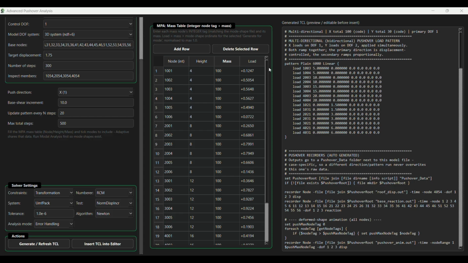This tab shares its middle panel with MPA, so you'll see the mass table still labeled MPA, that's correct. Fill it in the same way: node number, height, and mass for each node.